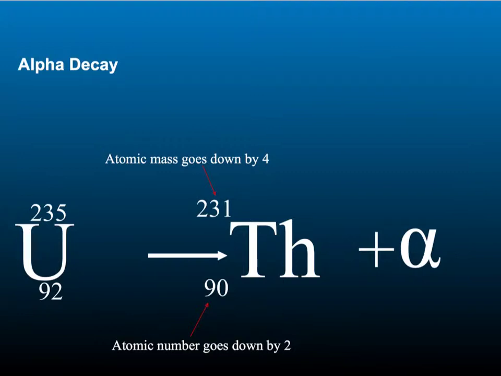The mass number drops by 4 and the atomic number drops by 2. This means the element changes. For example, uranium-235 becomes thorium-231 after emitting an alpha particle. So the mass number has gone down by 4 and the atomic number has gone down by 2. Remember, it's the atomic number, or the proton number, that makes the element the element.